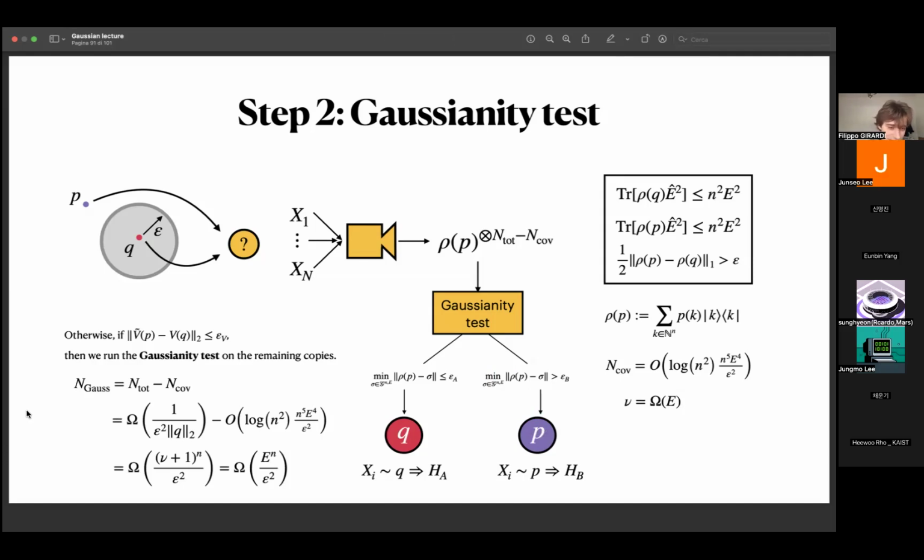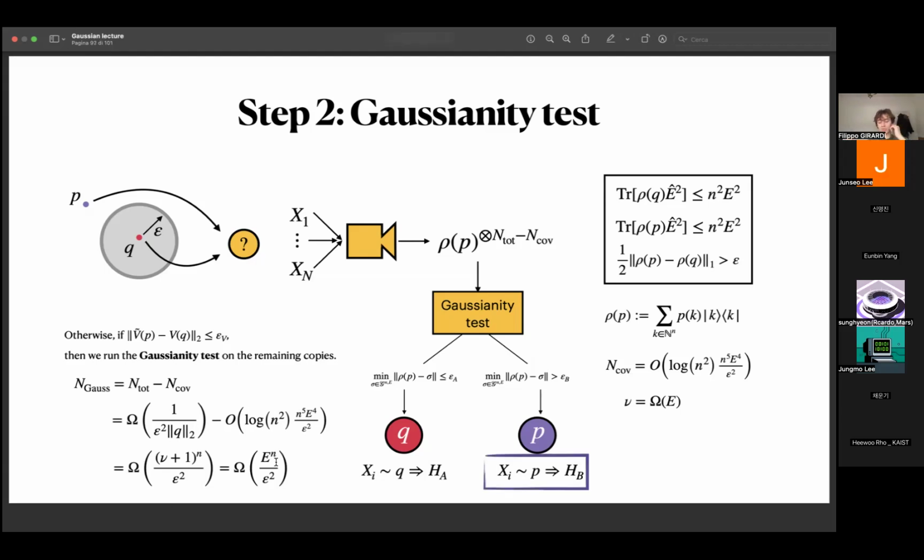And if this is the case, then the number of samples used by the Gaussianity testing will be the total number minus the number already used for the covariance testing. And the total number is the classical theorem that you remember, classical lower bound, and then here we use the achievability protocol, which is polynomial. But you see, this first term is exponential in the number of modes. And nu, if you remember, scaled with the energy, so in the end we will have a sample complexity which is exponential in the number of modes.